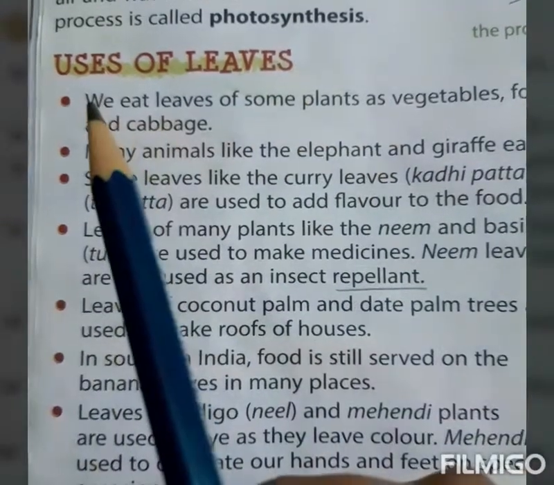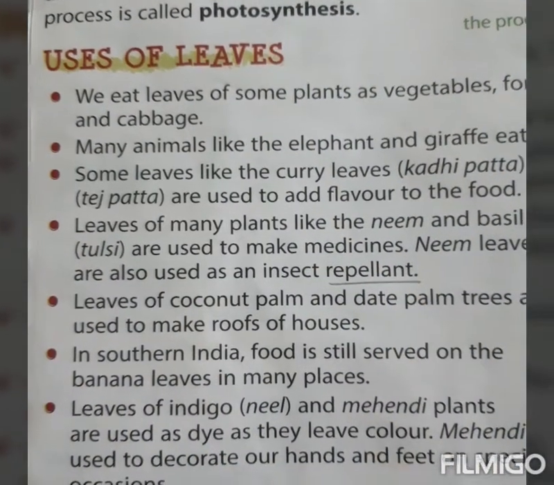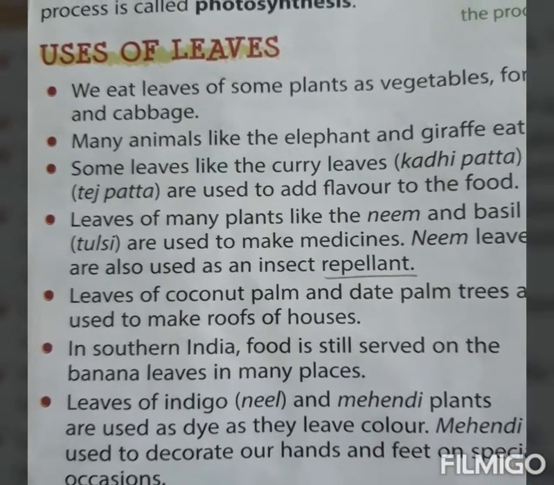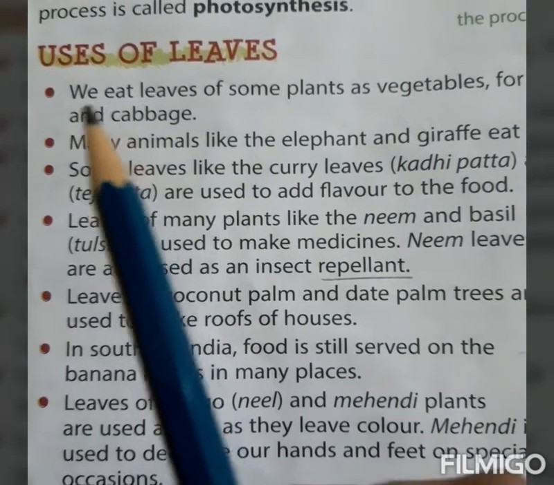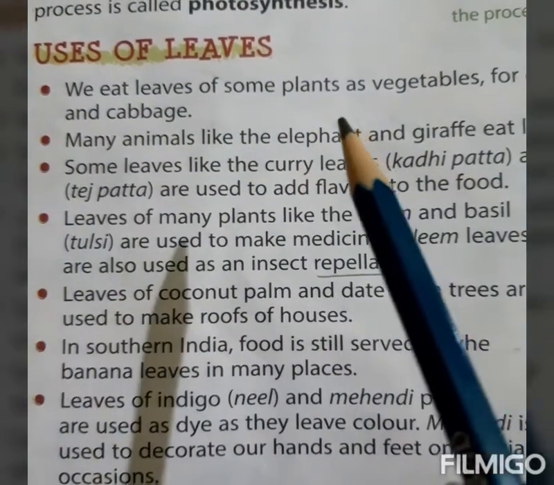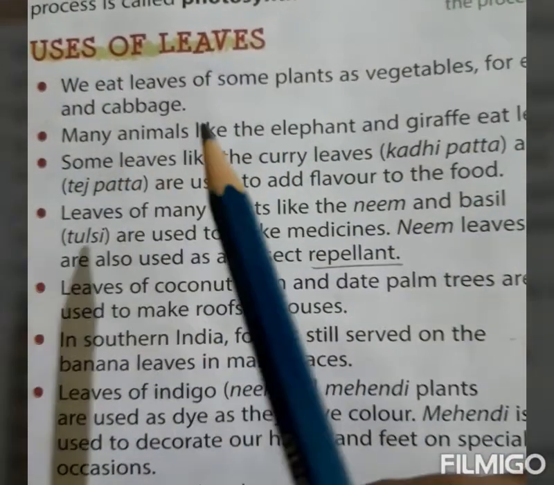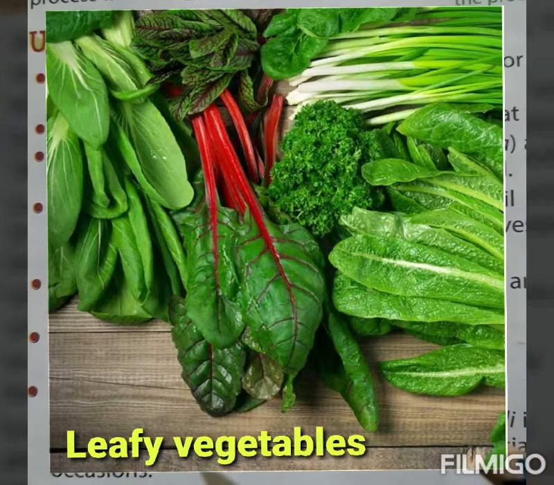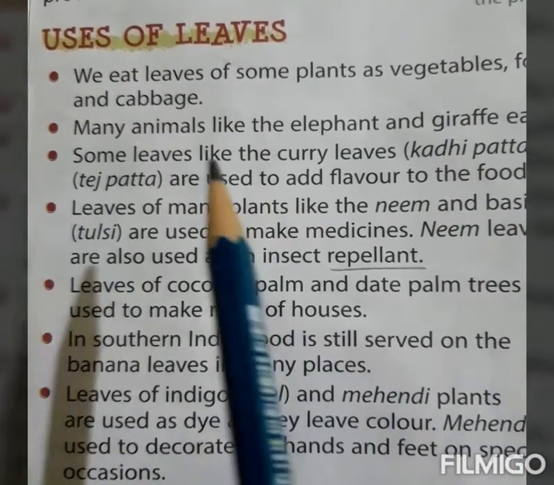Next topic is uses of leaves. In this topic, we will read about the various uses of leaves. We use leaves in many ways. We eat leaves of some plants as vegetables. For example, spinach and cabbage. So we eat leafy vegetables like spinach, cabbage, lettuce, etc.